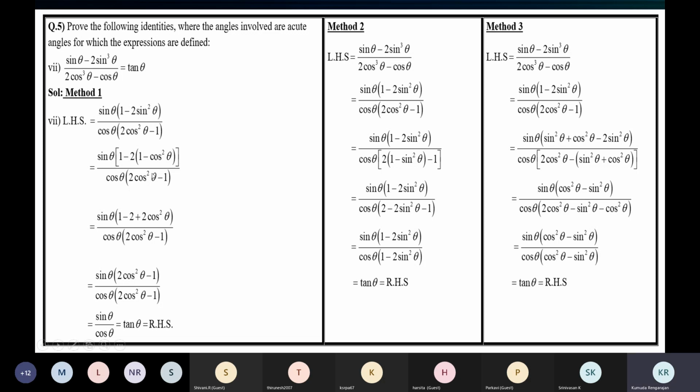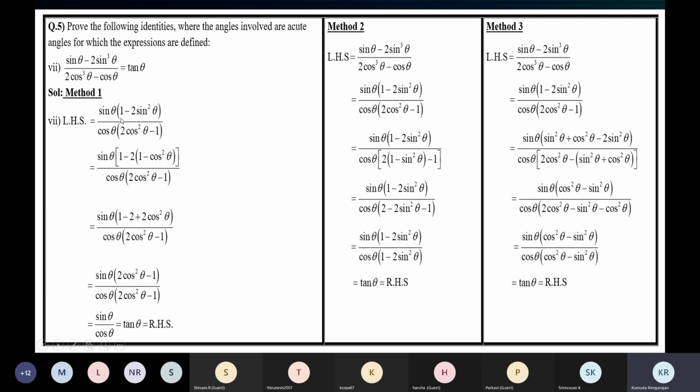Yeah, so in method 1, in the numerator, instead of sine square theta, we write 1 minus cos square theta. We don't disturb the others. Sine theta is common in the numerator, so we bring it out. Cos theta is common in the denominator, we bring it out. And then we know that sine theta by cos theta is tan theta. And there we have the result. Sine by cos is tan. So what we understand from this is 1 minus 2 sine square theta is the same as 2 cos square theta minus 1.